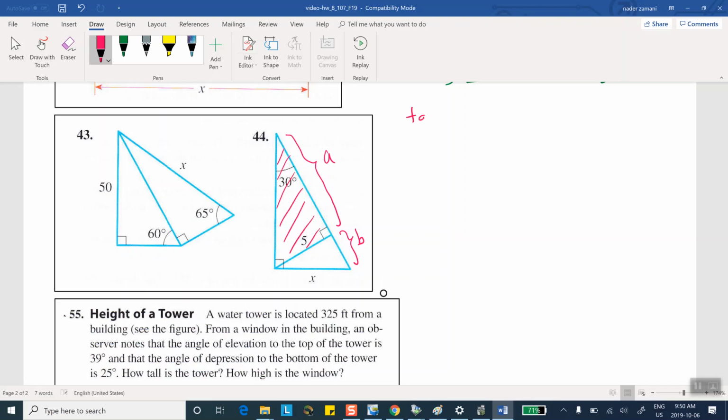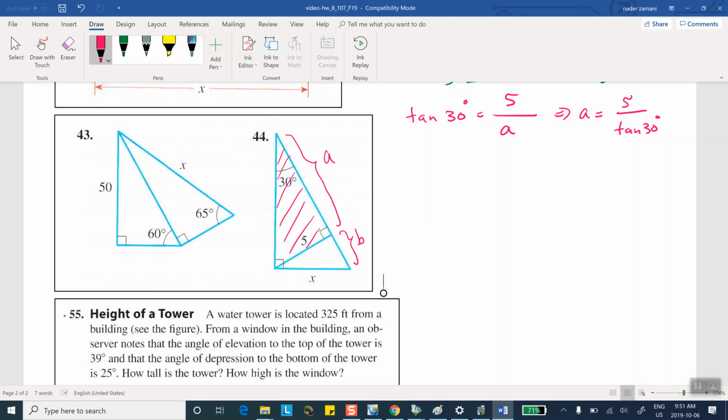So tangent of 30 degrees is opposite, which is 5, over A, which is the adjacent, and therefore A becomes 5 over tangent of 30 degrees. Since we're going to do these problems to one decimal point, I'm not going to use root 3 over 3 here. I'm just going to leave it the way it is and plug it in. Okay, so we found A.